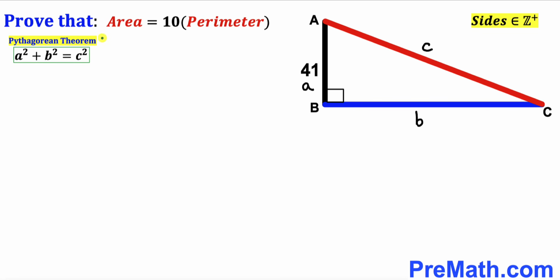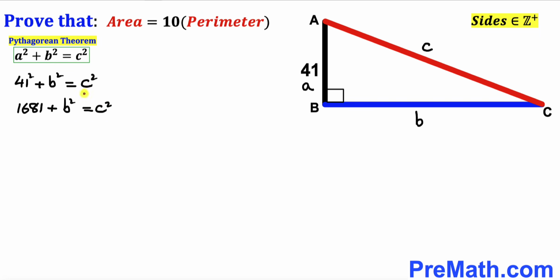Now let's recall the Pythagorean theorem: a square plus b square equals c square. In our case, our hypotenuse is lowercase c, whereas this leg a is 41 units, and this leg is b. Let's fill in the blanks in this Pythagorean formula. We get 41 square plus b square equals c square. Let's simplify. That gives us 1681 plus b square equals c square.